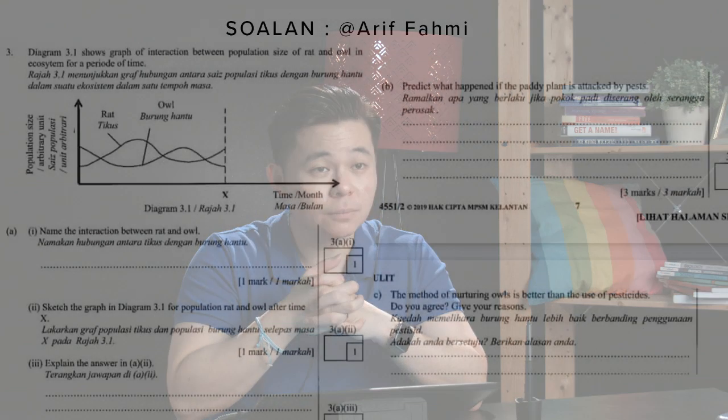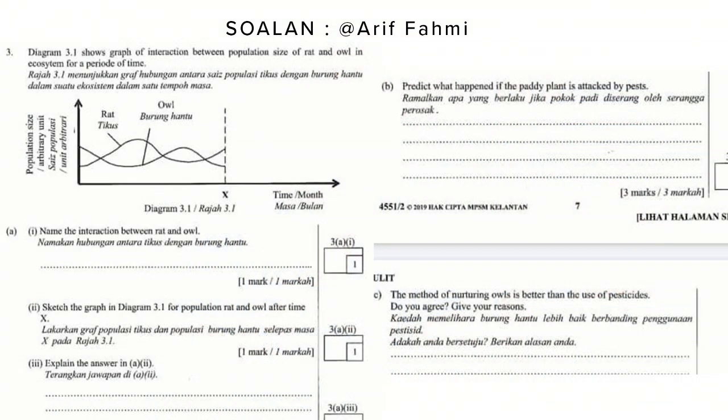Okay, so we move on to the next one. Okay, Fahmi. Oh, this year's Kelantan paper. Okay, it is the interaction between the owl and the rat.